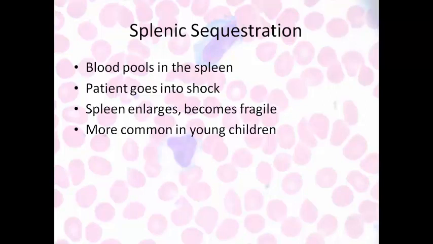And the spleen becomes huge, very enlarged, and very fragile. So even just bumping that patient can rupture the spleen, and then of course they would be bleeding out. So if splenic sequestration does happen, it's an emergency. That patient needs to go immediately to surgery, and they will have their spleen removed, and then receive a lot of blood donation to restore that blood volume for the patient.